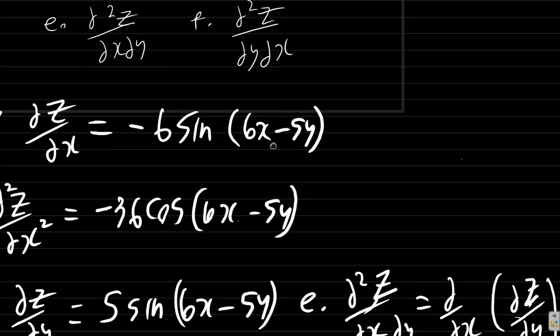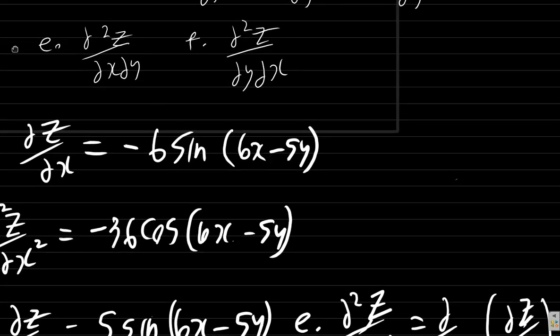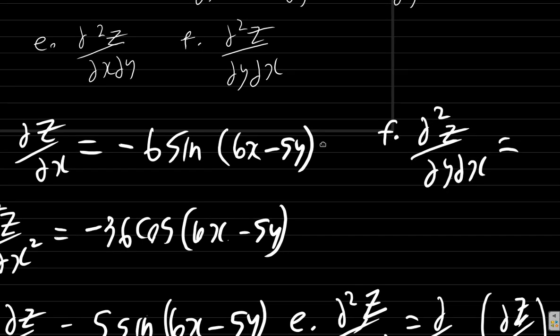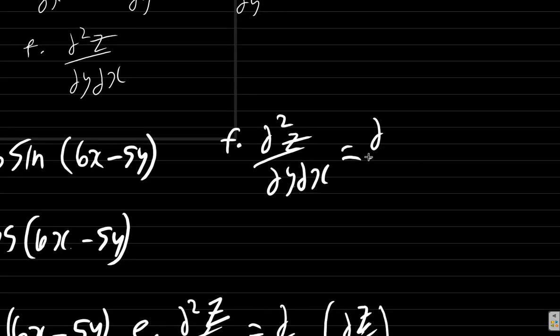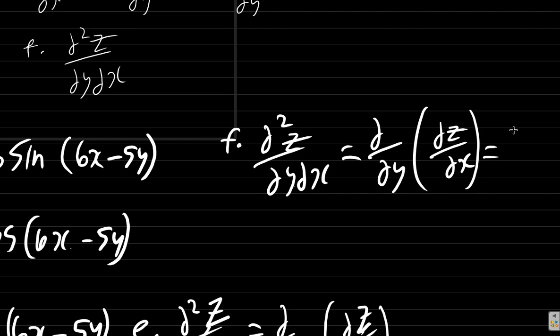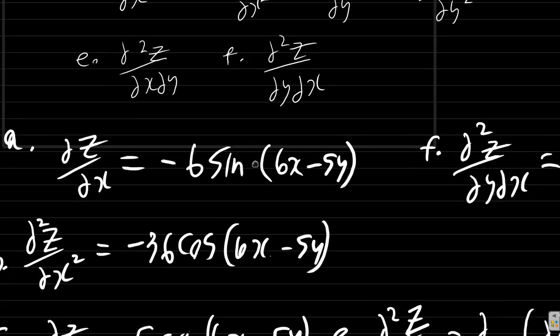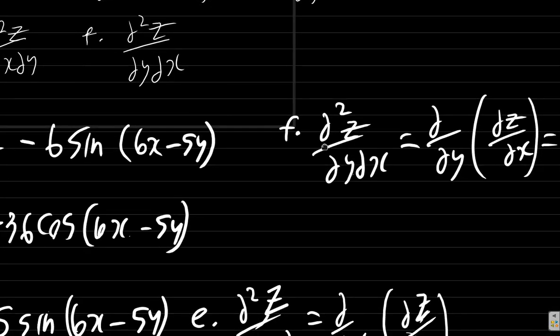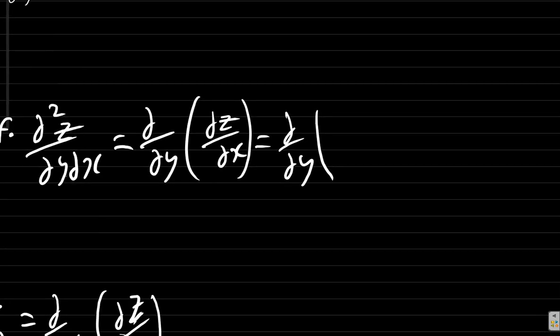And then F now. Let's do F up here. F is delta square z by delta y delta x. Now that means you want to find delta by delta y of delta z by delta x, right? Which is delta by delta y of, what is delta z by delta x? It's negative 6 sine 6x minus 5y.